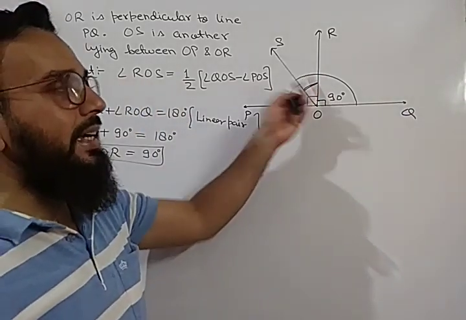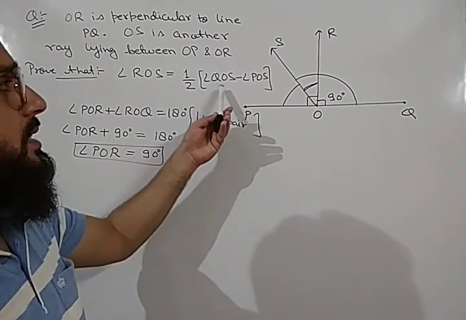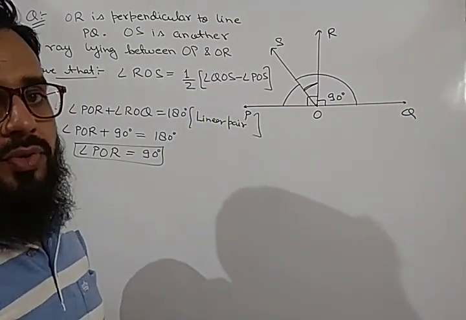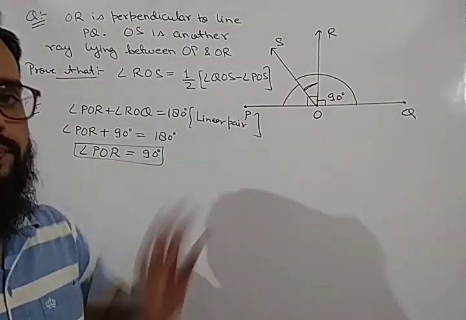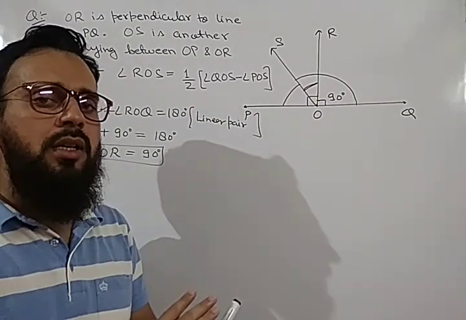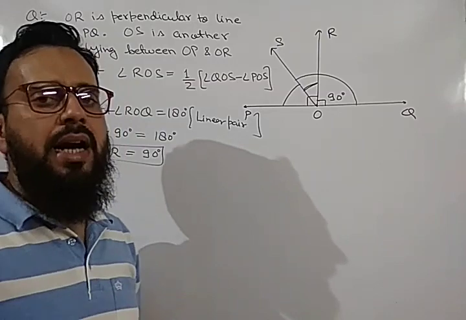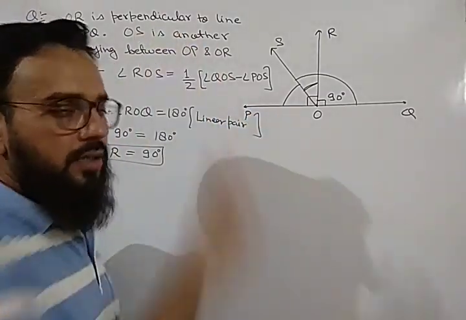So how will you get angle ROS? Then the second is QOS and POS. We will try to obtain these three terms anyhow, and we will relate them, manipulate them, add, subtract, anything, and we will get the answer.